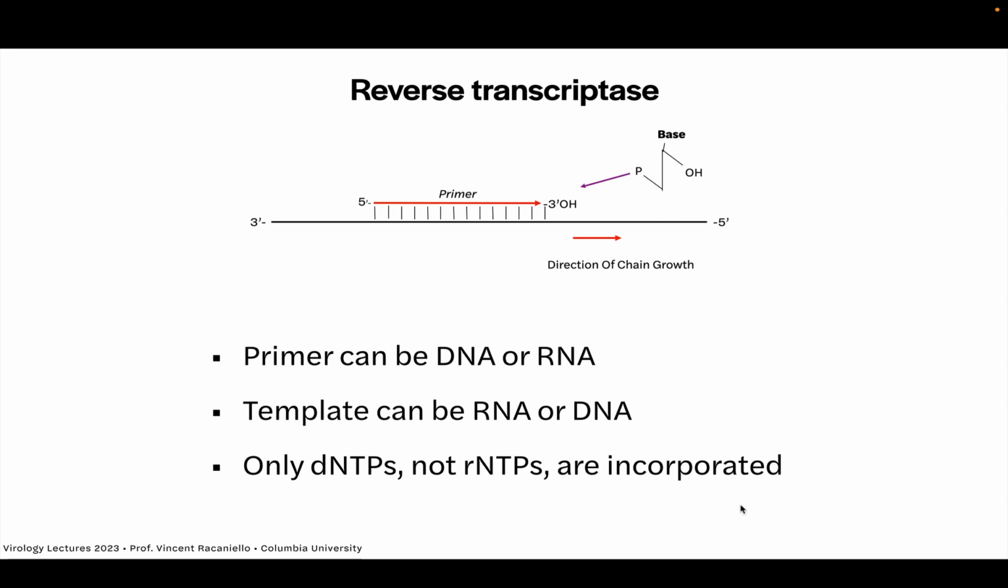So reverse transcriptase, the enzyme, requires a primer. So here we're showing again our template primer combination. The primer for RT can be DNA or RNA. The template can be RNA or DNA, but only DNA is made. Only dNTPs, not rNTPs, are incorporated by the enzyme. So the primer and the template is flexible, but in the end, the only thing that's made is DNA.